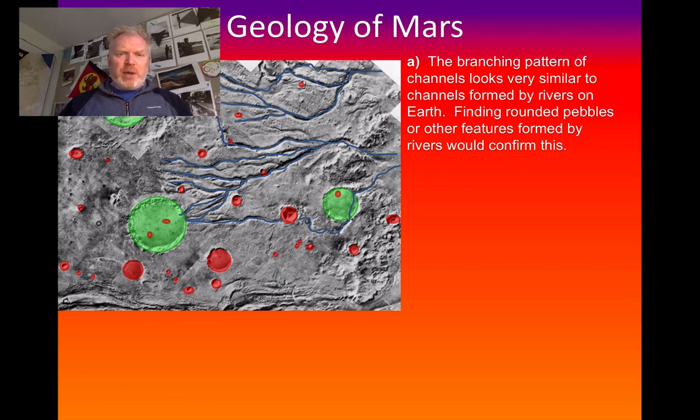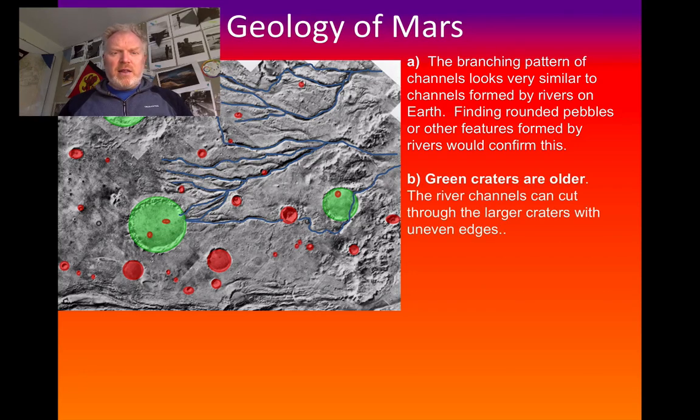In fact, this branching pattern would suggest as well that this terrain is quite steep because the angle between the branches is quite acute. If we wanted to confirm that, though, we need something like one of the rovers to visit one of these sites and to find things like rounded pebbles or ripple marks, some evidence of river erosion perhaps, to confirm that these are actually made by flowing water.